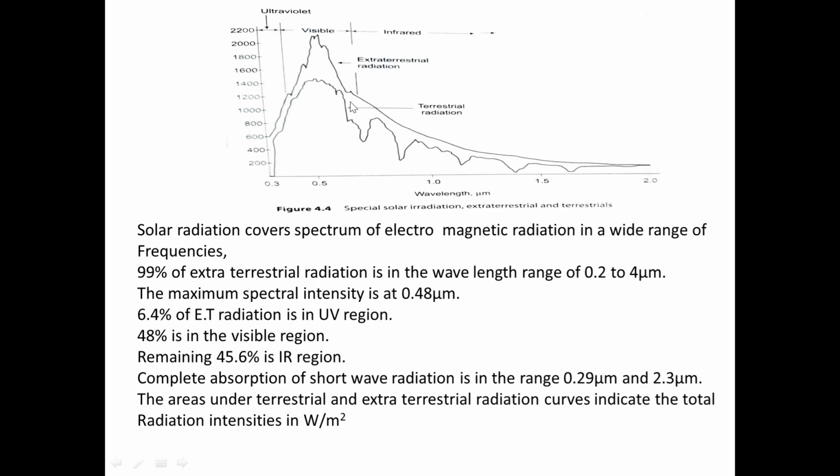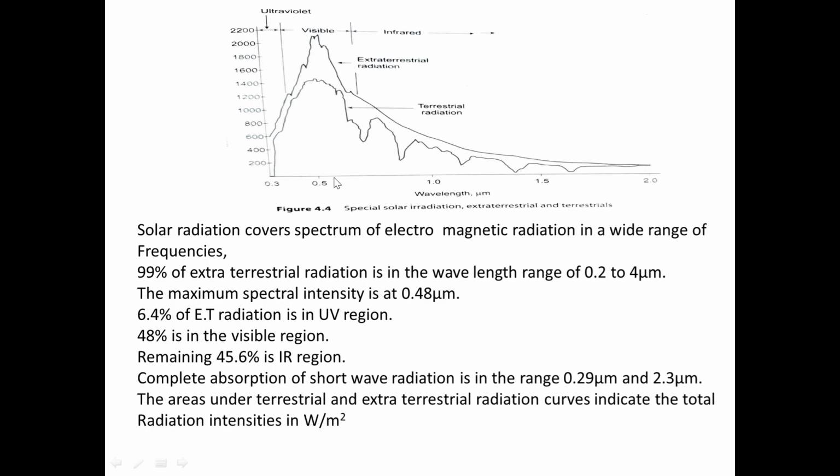Now from the graphs, what we can observe is that the solar radiation covers the spectrum of electromagnetic radiation in a wide range of frequencies. I just told you that from gamma rays to radio waves, there is so much frequency range. So the solar radiation will cover all this frequency range or wavelength range. And in the case of extraterrestrial radiation, the wavelength range is 0.2 to 4 micrometer.